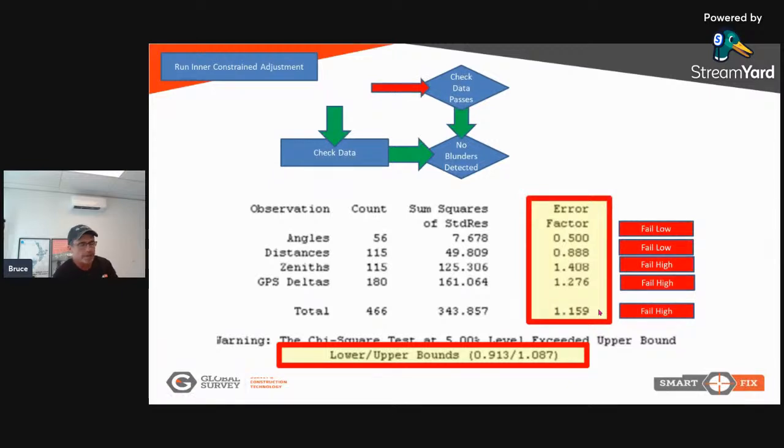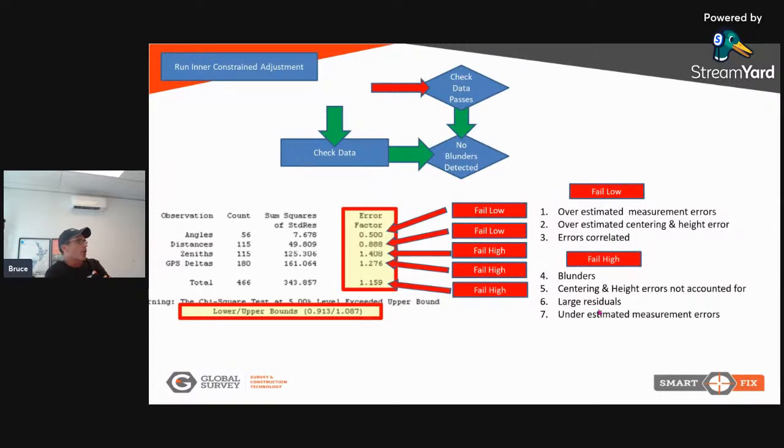So why are they failing high or low? This is, I think, an important thing to understand. When something fails low, it means we've overestimated our measurement errors. If we're putting in a total station, we're overestimating how poorly we've observed it. We've overestimated our height and centering error, or we have errors that are correlated. If they fail high, it's typically for blunders, and one of the most common forms of blunders you pick up on is actually misnaming of points. Another reason for failing high is that your centering and height errors are not accounted for at all. You have large residuals, which are typically bad observations, or we've underestimated our measurement errors.